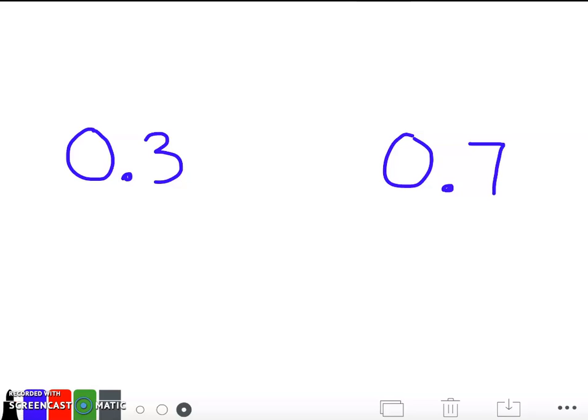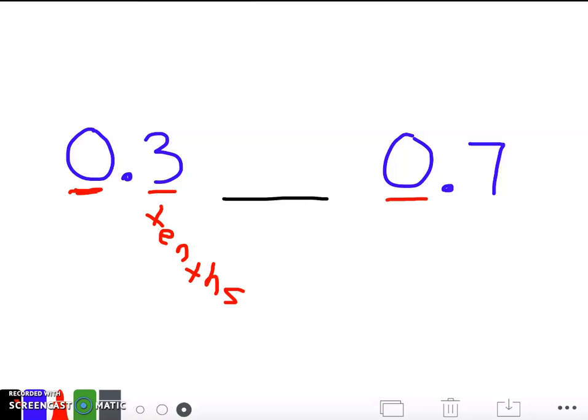So if we start with two decimals, in this case we'll start with 0.3 and 0.7. And we're trying to compare these two, so in between we're going to use some symbol, greater than, less than, or equal. And really, you do need to be able to understand the place values here. I mean, we should know that that is the ones place, that is the tenths place, T-E-N-T-H-S. So ultimately what we're comparing here, since we have zeros in both of the ones place, we're really comparing 3/10 and 7/10.